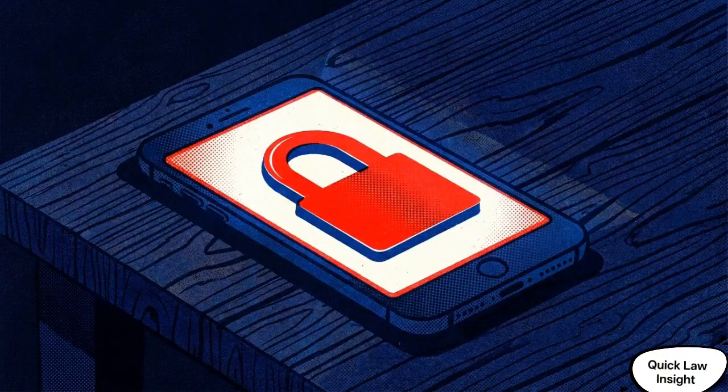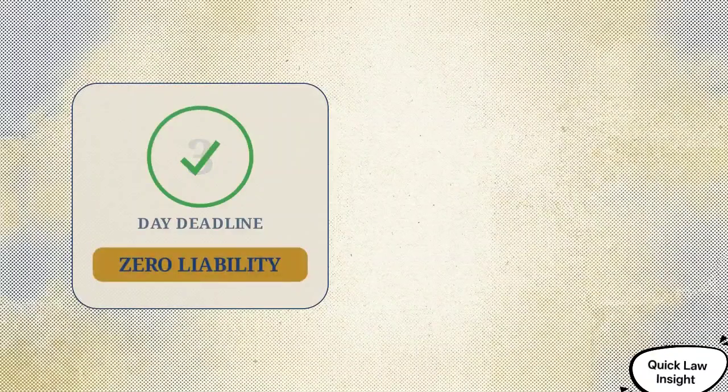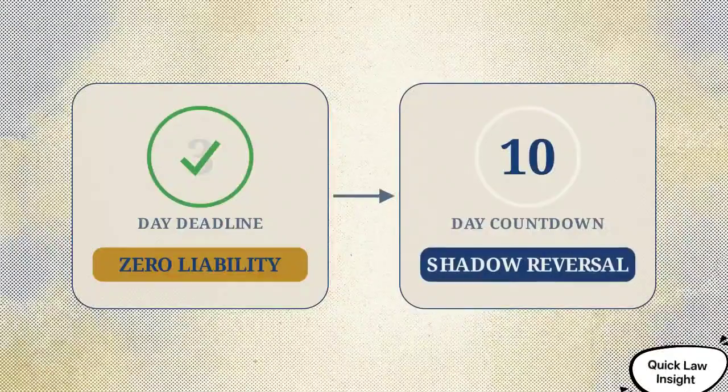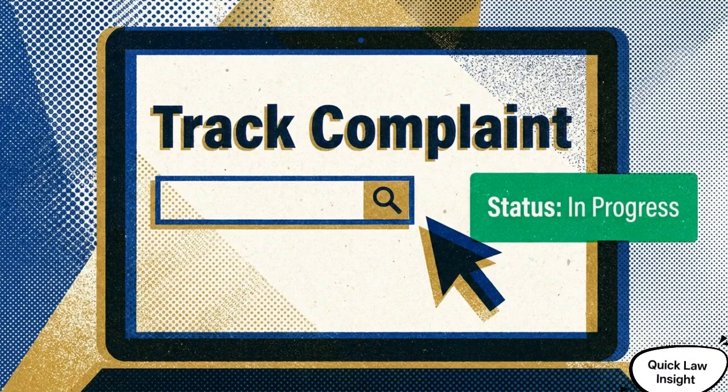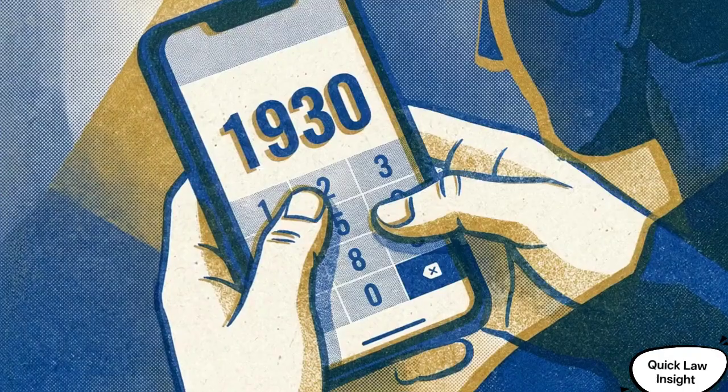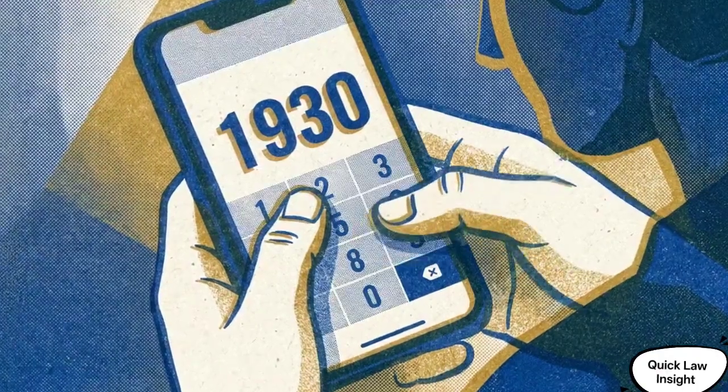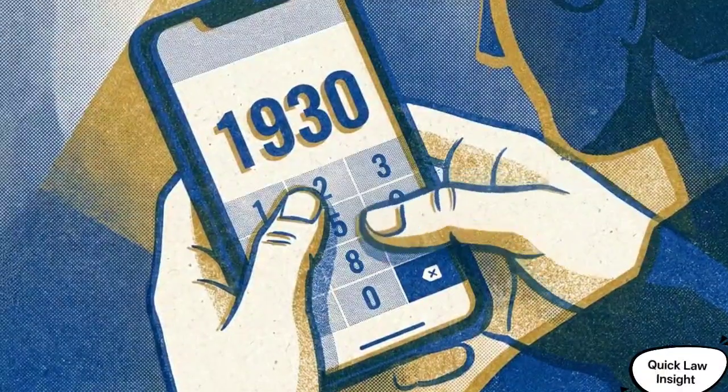If you followed this protocol, the attacker is locked out of your accounts. You beat the 3-day deadline to secure zero liability, and the 10-day countdown for your shadow reversal has started. Use the complaint reference number you secured during Step 3 to track the status of the investigation directly through your bank's portal.